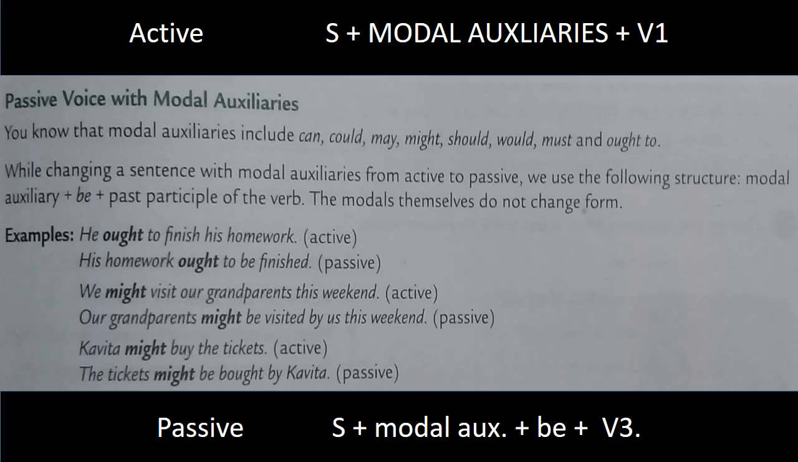We might visit our grandparents this weekend. Visit whom? Our grandparents. So our grandparents subject, auxiliary given in this sentence is might. So our grandparents might plus be plus verb third. Then by agent, by us this weekend.